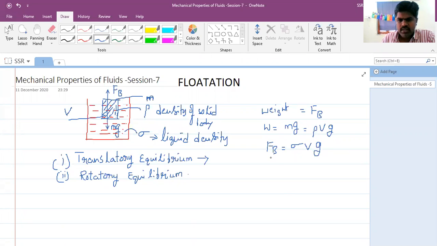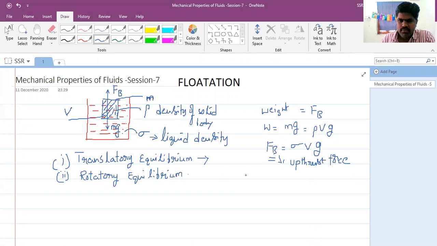This buoyancy force is also called upthrust force. Upthrust force means the force acting in the upward direction to make the body move up or lift upside. So the buoyancy force acts like an upthrust force. When it is in equilibrium, the upthrust force will balance the weight.